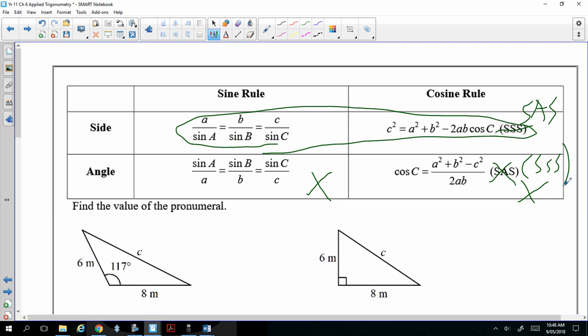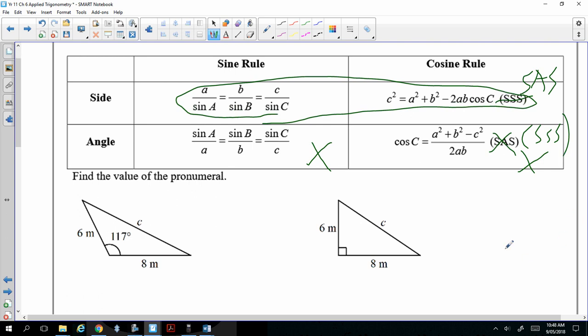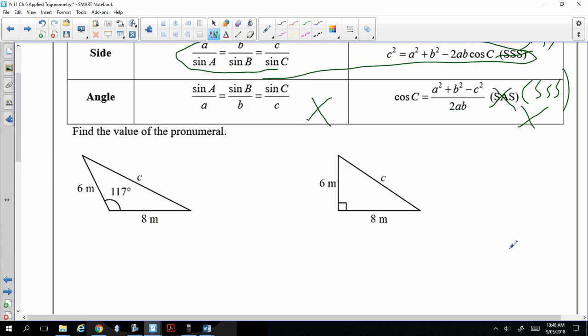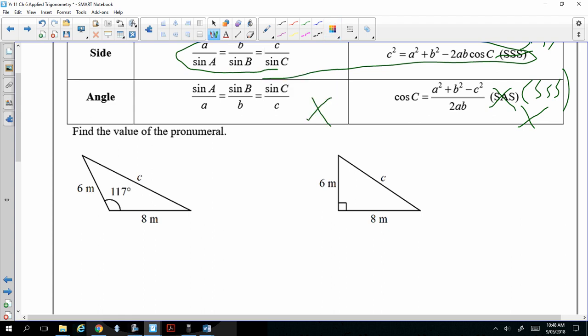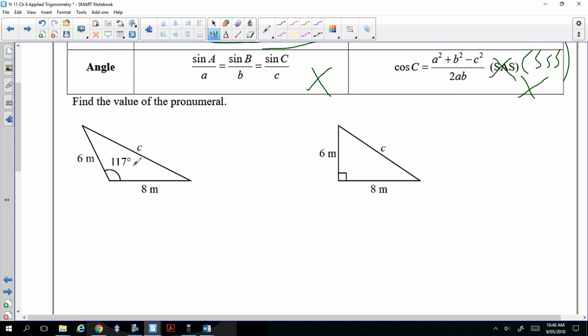Okay, let's find things on this page. Find the value of the unknown. So obviously in the exam, they do not give you any clue what formula to use. So you need to know what formula to use. So let's look at the first one. What rule should we use for this triangle? Cosine. How do we know? Why? Side, angle, side, you can find C.